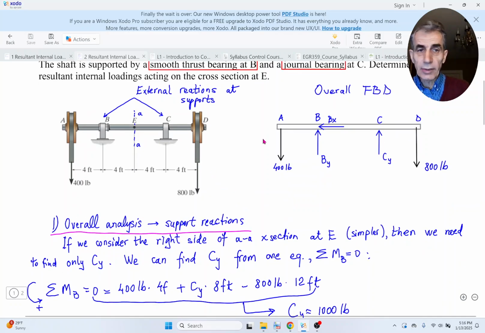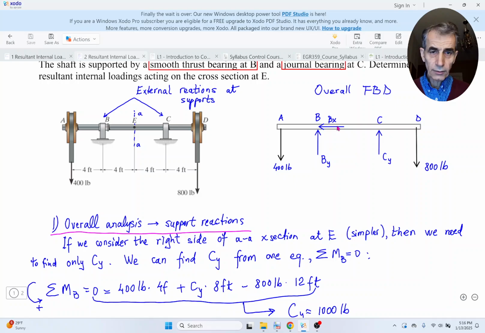In the next problem, I'm going to select a problem where we have an axial loading. So we have to deal a little bit with trig functions in order to find the axial component and the vertical component.